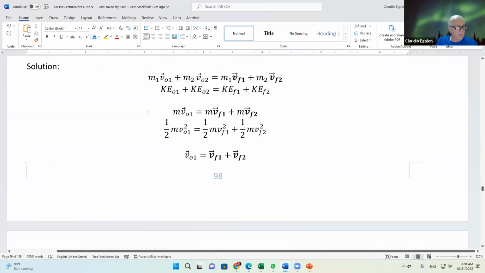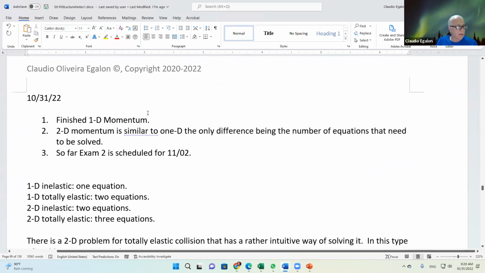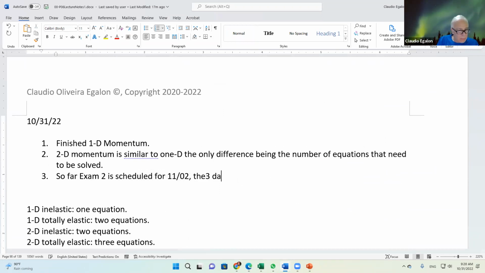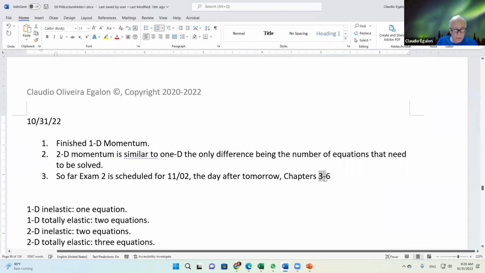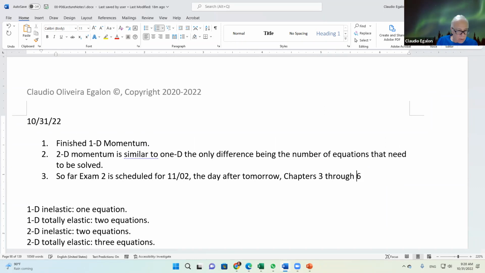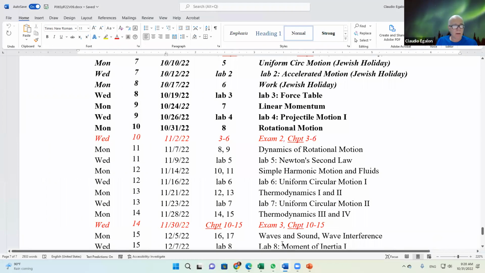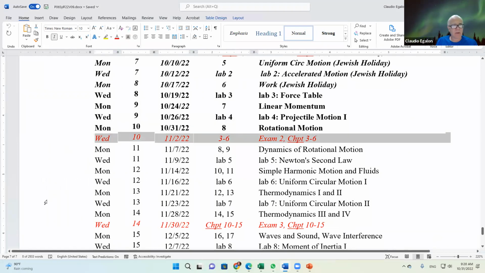Don't forget, just to remind you again, exam 2 is scheduled for November 2nd, the day after tomorrow, covering chapters 3 through 6. There will be no labs showing up at this time. I'm leaving the labs for exam three, otherwise it's too much material for you.